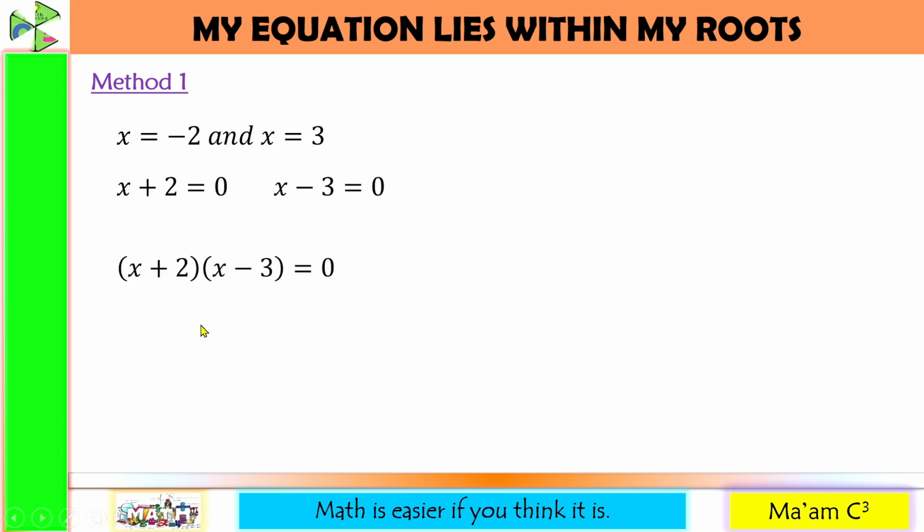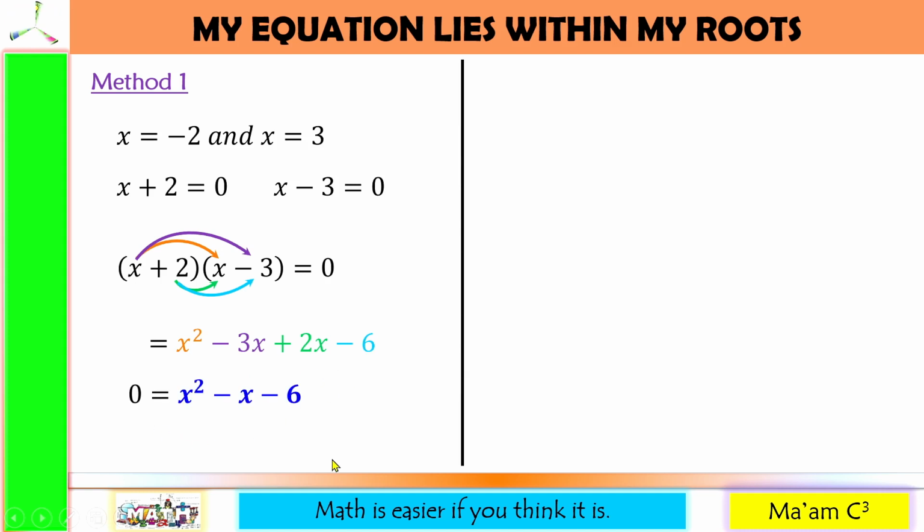From here, I'm going to use FOIL method. X times x is x squared. X times negative 3 is negative 3x. 2 times x is positive 2x. 2 times negative 3 is negative 6. Negative 3x plus 2x is negative x. So the final answer would be x squared minus x minus 6 equals 0.